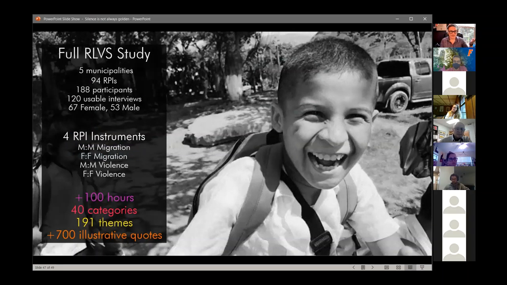Right. So for the full study, we used 4 different instruments because we had a lot of information that we needed to ask. We did male-to-male migration, female-to-female migration, male-to-male violence, and female-to-female violence questionnaires. We ended up with over 100 hours of data, and when it was analyzed, 40 categories and over 191 different themes related to these topics, and around 700 really good illustrative quotes. That is a mountain of information.